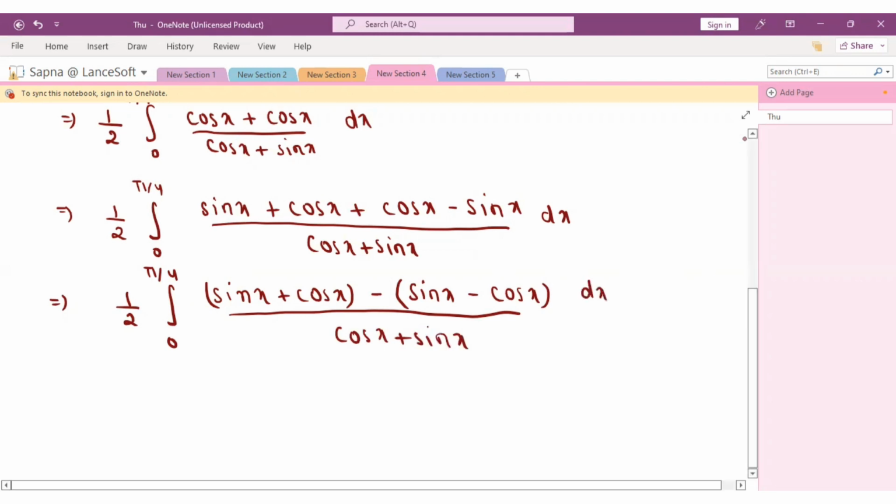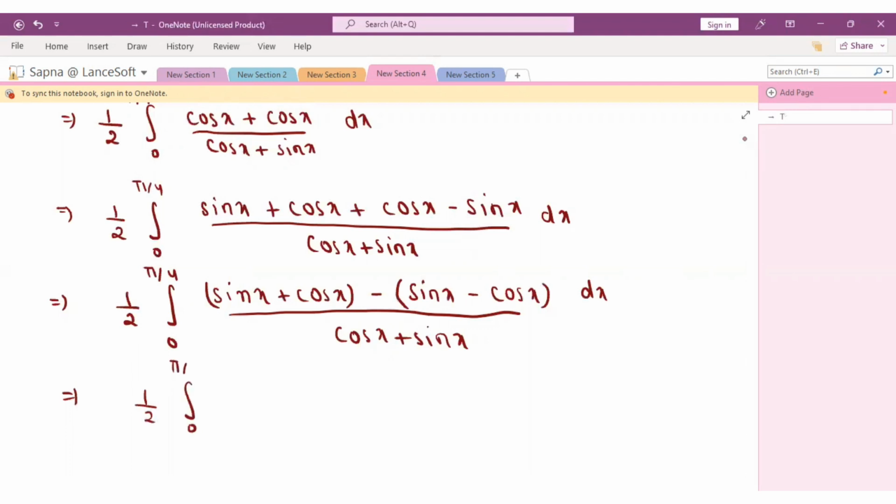Alright, so let us separate this in the next step. Half integration from 0 to pi by 4, and then we can write this as sin x plus cos x upon cos x plus sin x, which is the same as sin x plus cos x only.